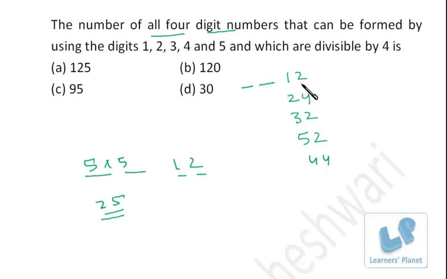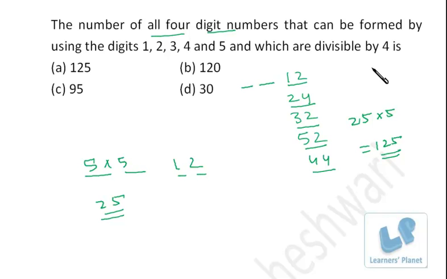25 numbers when the last 2 digits are 12, 25 numbers when the last 2 digits are 24, 25 numbers with the last 2 digits as 32, 52 and 44. So in all 25, 25, 25, 25, 25, that is 25 into 5. In all, there will be 125 4-digit numbers which are being formed by using these digits and which are divisible by 4, right? So I hope you are clear.